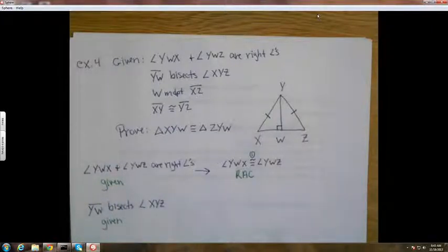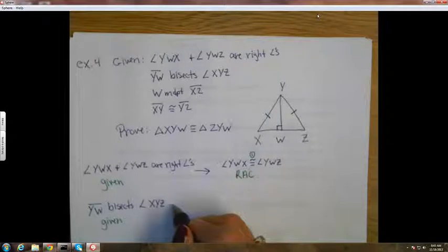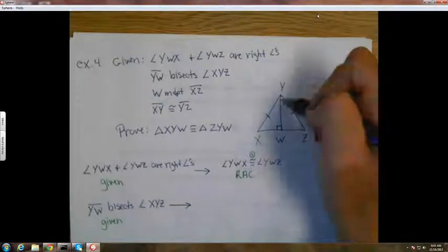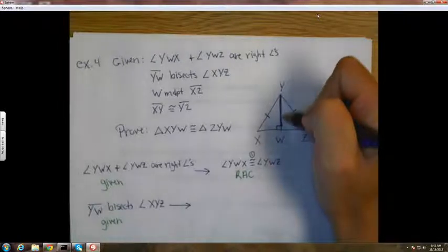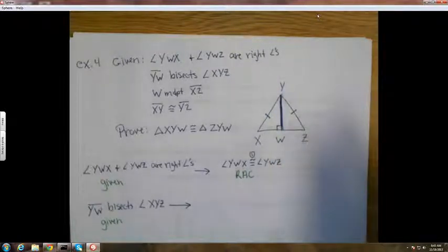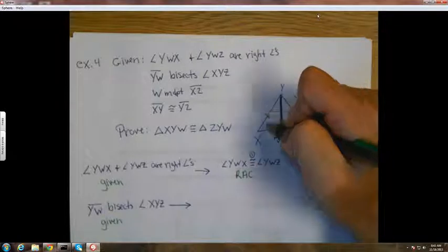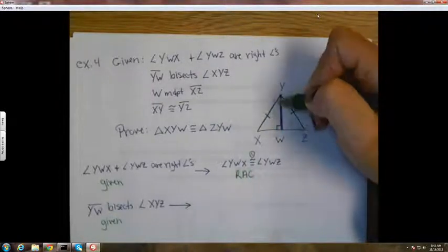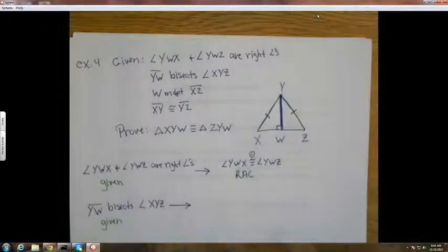Okay, take a look at the picture. Tell me what is congruent, because this YW is bisecting angle XYZ. That's this big angle here. That big angle XYZ is being bisected. So what's going to be congruent? The angle is being bisected. Cheyenne?